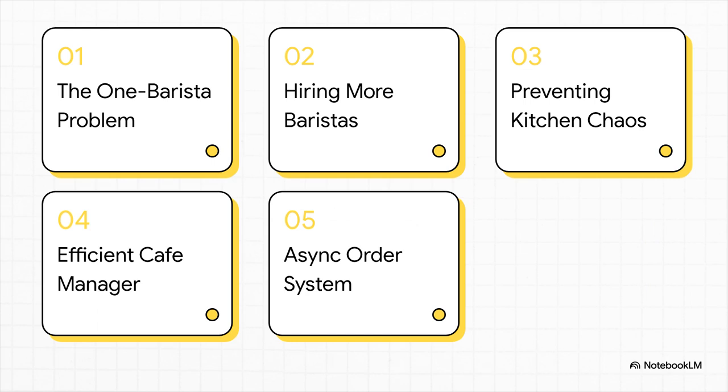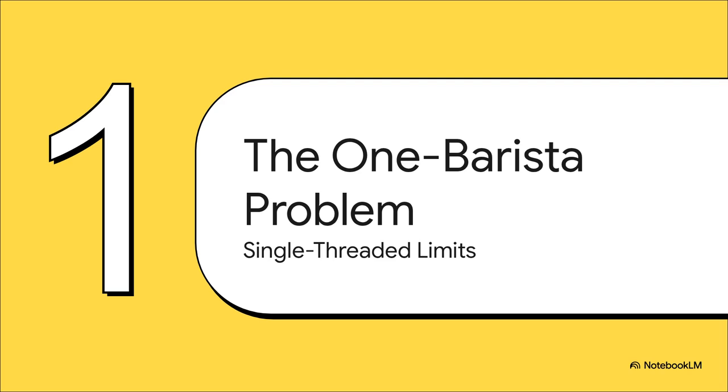So, here's what we're going to cover. First up, we'll look at the one barista problem. That's the core issue. Then we'll see what happens when you just hire more baristas. Spoiler alert, it can get messy. After that, we'll talk about preventing that kitchen chaos. And finally, we'll get to the really cool stuff, the efficient cafe manager and the super modern asynchronous ordering system that Java gives us. All right, so let's get right into it.